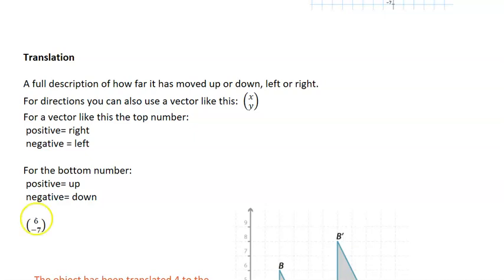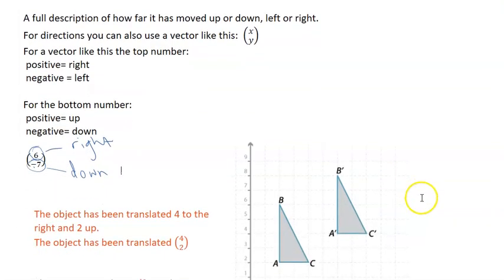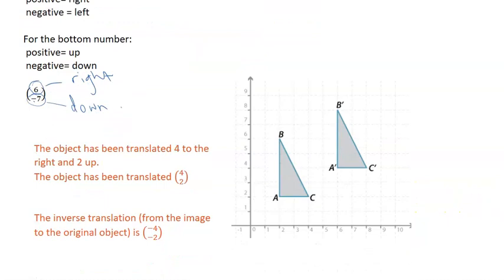So in this example, I look at the top number, that's my left or right, it's positive, so I know it's going right. And that bottom number is negative, it's the up or down, so that means in this example, it would be going down because it's negative. Okay, so let's have a look at this example. The object has been translated 4 to the right and 2 up. Yes, I can check that. 1, 2, 3, 4, and then 1, 2, because I can choose a point. Yes, it's gone 4 to the right and 2 up. That would be one answer.